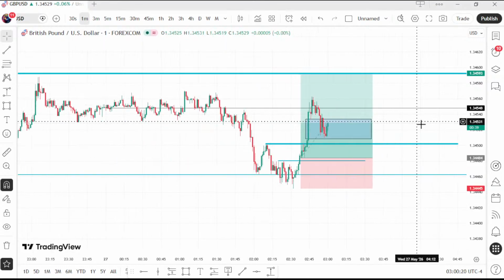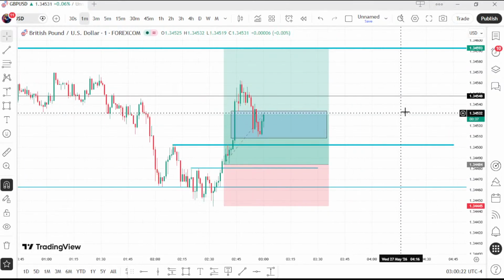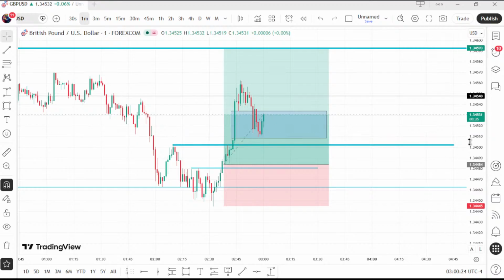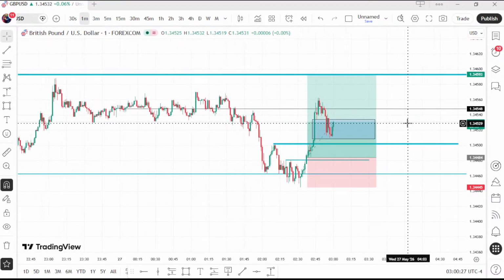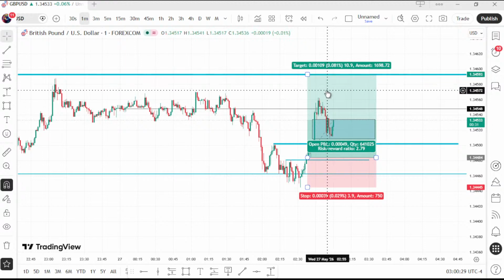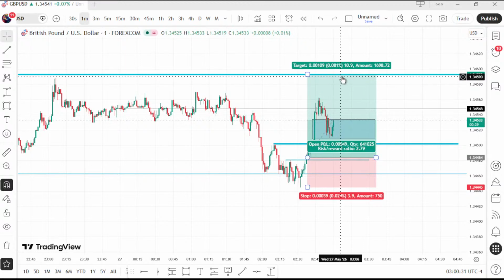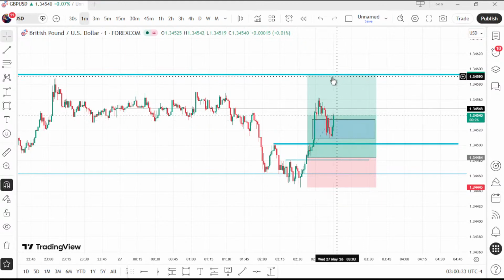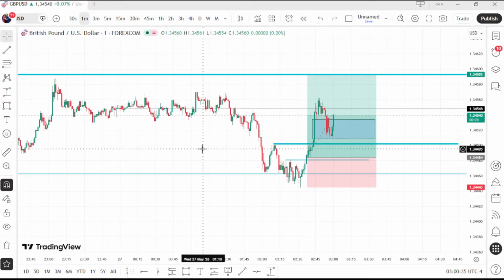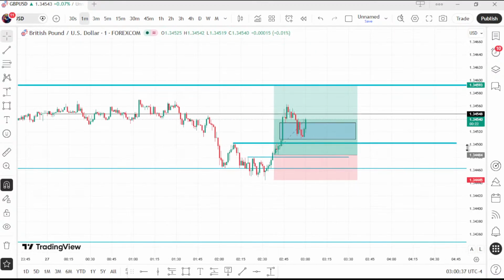Let's come here to our chart. Let's see if price will actually go back to this, will actually rally to this buy side liquidity, and see if you are right.